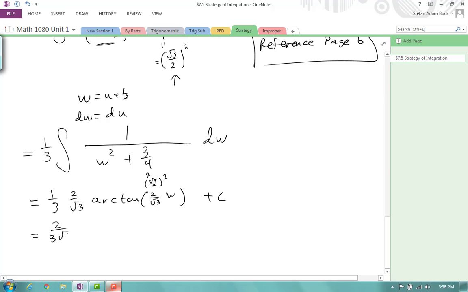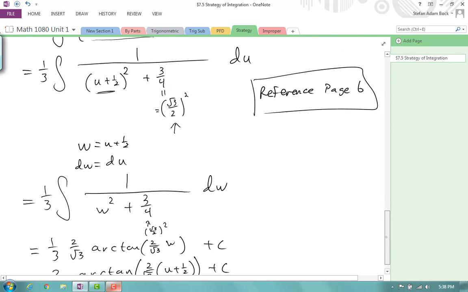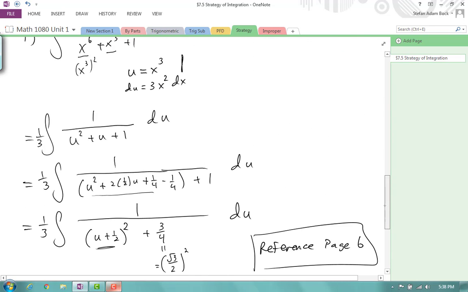and I'll undo my substitutions: 2 over 3 root 3, arctangent of 2 over root 3 times u plus 1/2, plus c, and my u was x cubed.